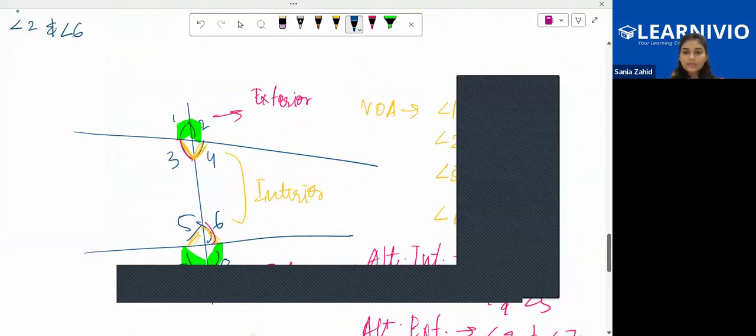What is the next pair of corresponding angles? Respond, everybody. Angle 1 and angle 5. Okay. Angle 3 and angle 7. Okay, and angle 4 and angle 8.